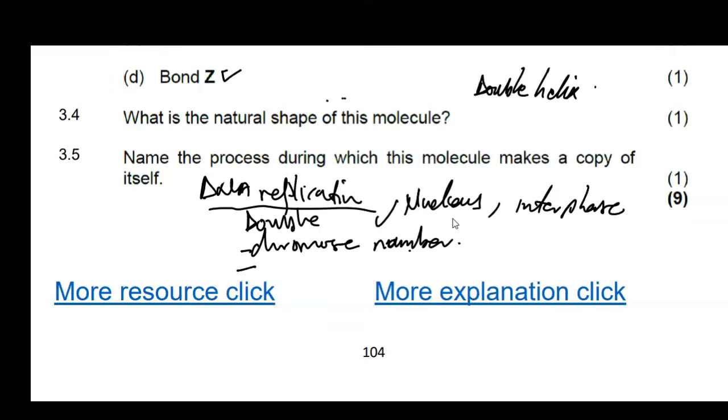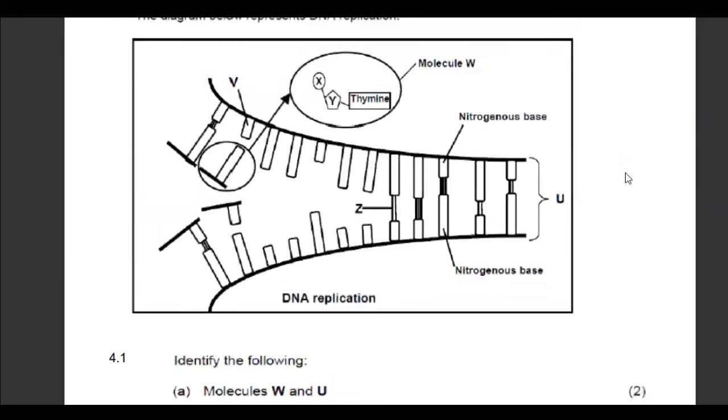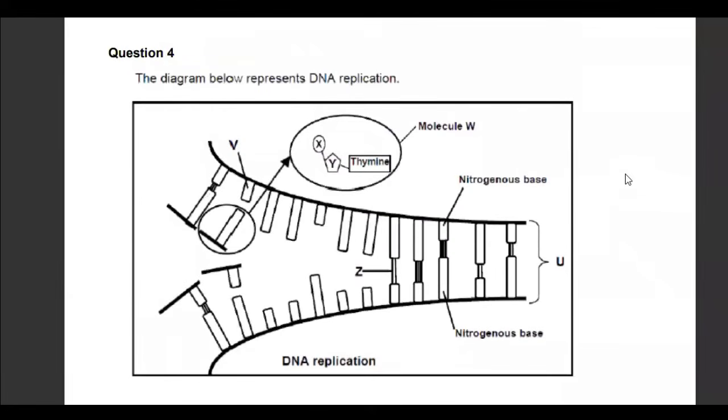And then lastly, how does it occur? That is the process of DNA replication. If they bring a question like this, how do you answer?